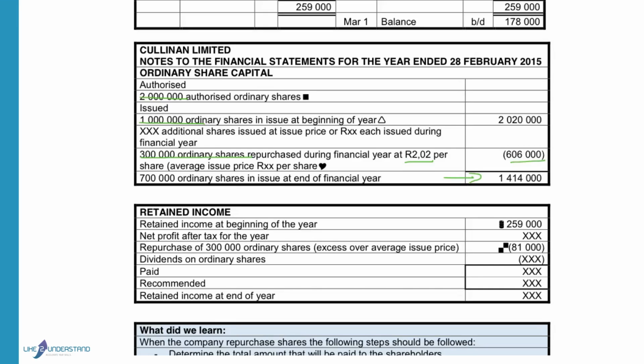If we look at retained income, they gave us the opening balance as 259,000. Because we are paying more money than the R2.02, the excess over the average issued price will be taken out of retained income. So the 300,000 will be multiplied by the amount above the average price, and that means that we will take out of retained income 81,000. So some of the profits that were kept back in the retained income account in previous years are now paid out to the shareholders.